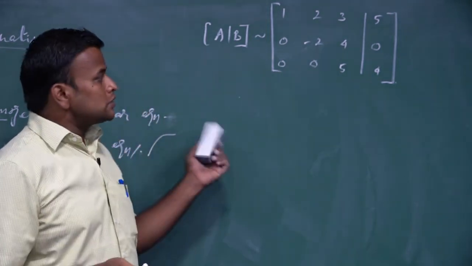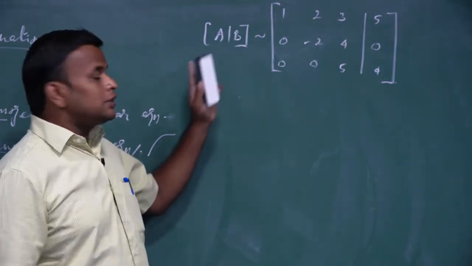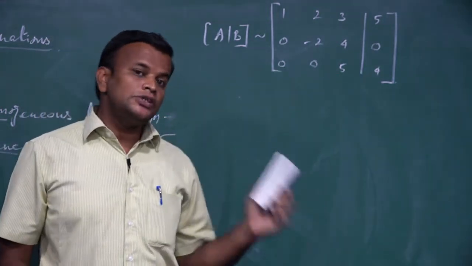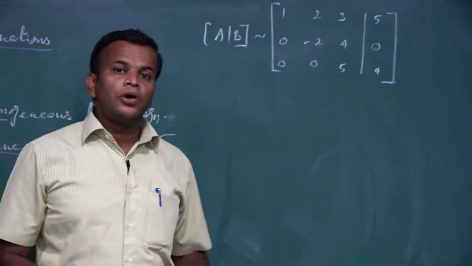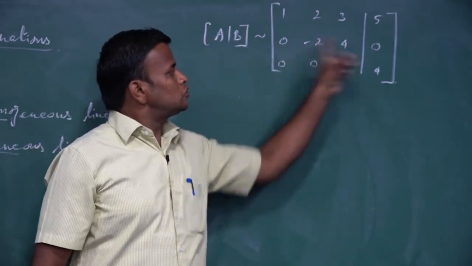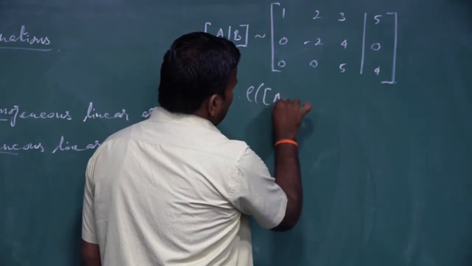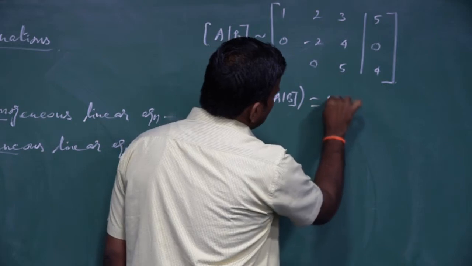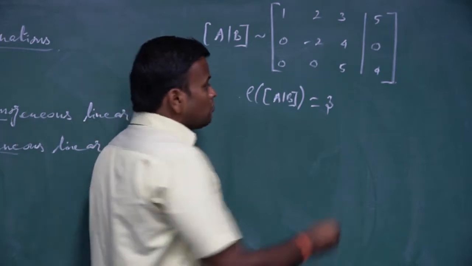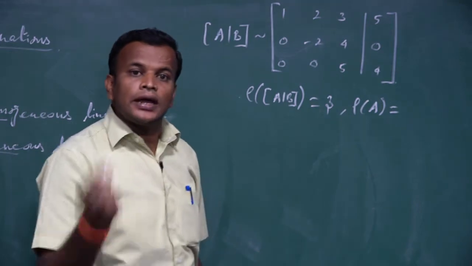Now you see it is in echelon form. How do we check whether it is consistent or not? We find the rank of the augmented matrix and the rank of the matrix A individually. What is the rank of this matrix? We already saw in the previous exercise that the rank means the number of non-zero rows. How many non-zero rows does it contain? 1, 2 and 3. So the rank of A by B is equal to 3. Next, what is the value of the rank of A? The rank of A means the rank of the matrix A.